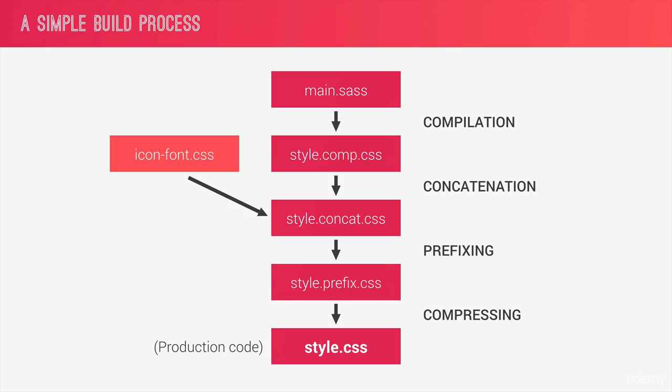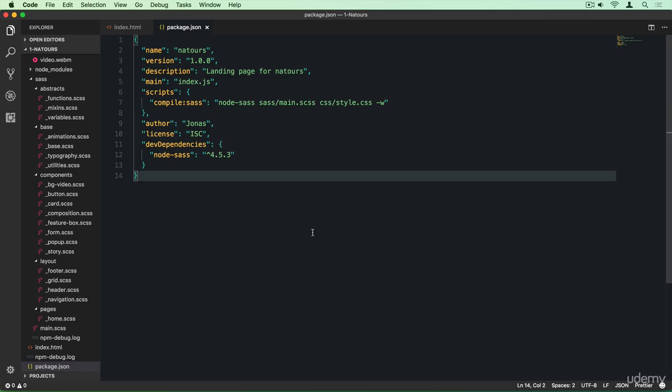Then from there, we want to automatically add prefixes to our code, right? And so that's the next step in the build process. And then finally, the last step is to compress the entire code we have at this stage. And that's it. Just 4 simple steps, nothing all too complicated. So let's now create this build process with NPM scripts. Alright, and we do that right here in the package.json file.